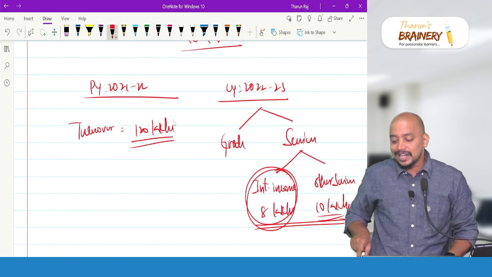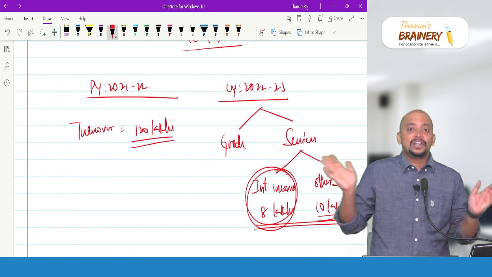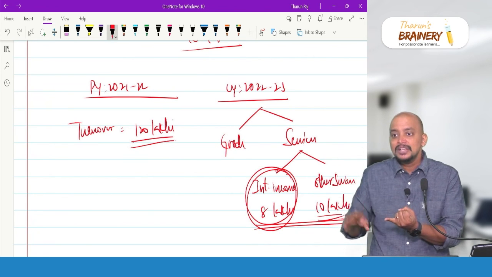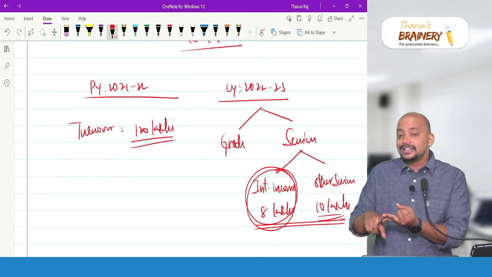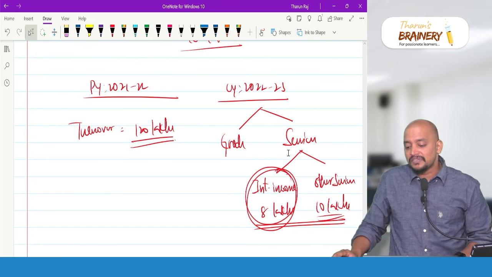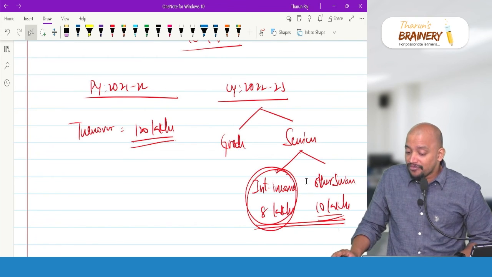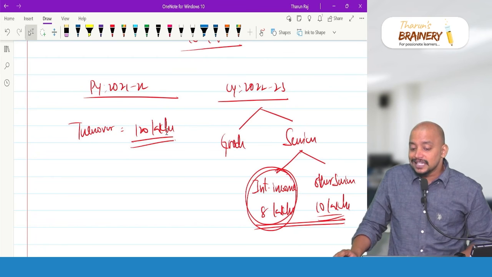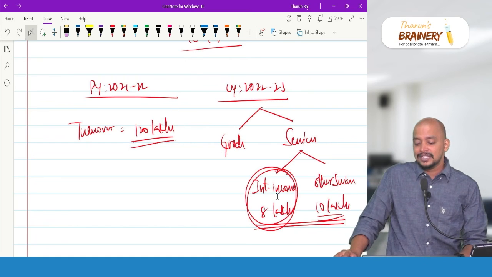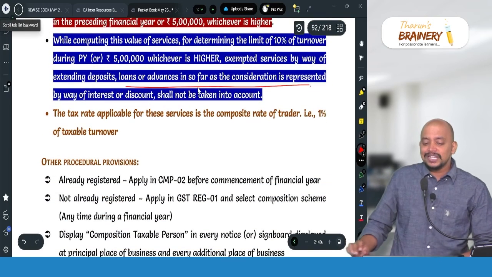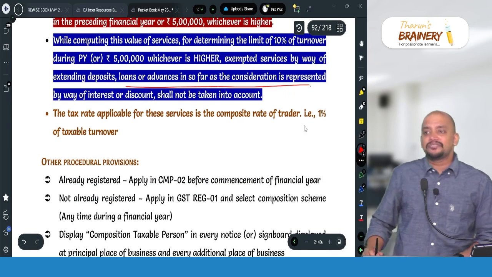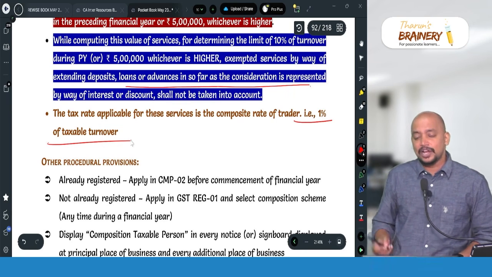So while computing this 10% limit of services, we will not consider supply of food etc. Why supply of food? Because for supply of food there is no restriction, since it is covered under 10(1), and interest on loans, advances, deposits also has no restriction, however much it can be. So we will see that services other than supply of food and other than interest should not exceed 10% of the turnover during the previous year or 5 lakhs, whichever is higher. That is this point. And what is the tax rate applicable for these services? The tax rate applicable to a trader, that is 0.5% CGST, 0.5% SGST on taxable turnover.